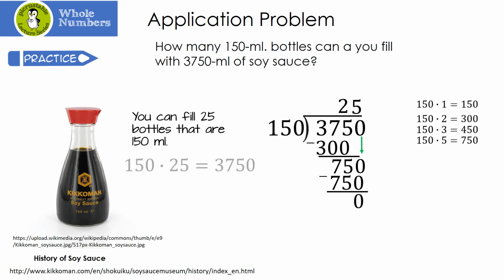Let's look at our multiplication. When we look here, we have 150 milliliters, and we can fill that into 25 bottles. 150 times 25 is 3,750. Perfect!